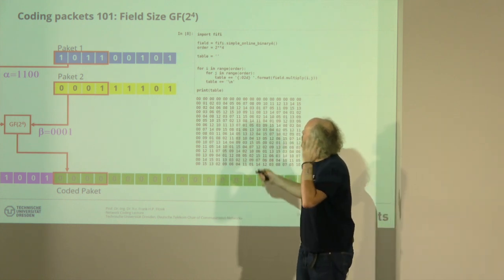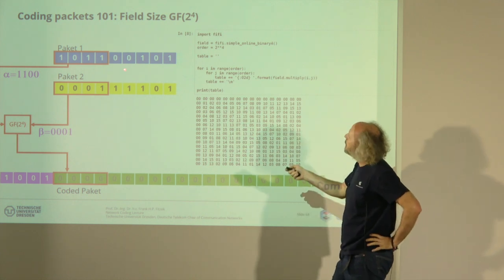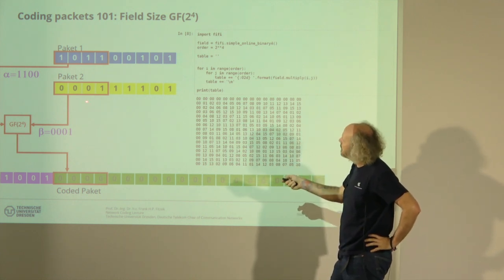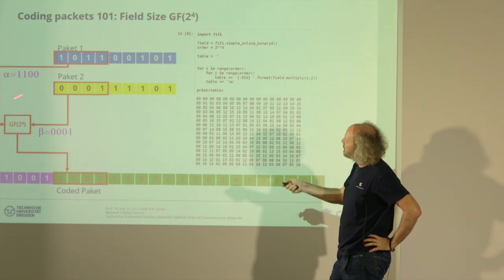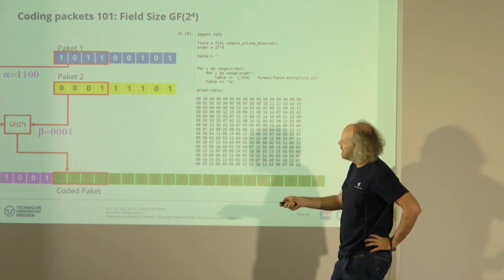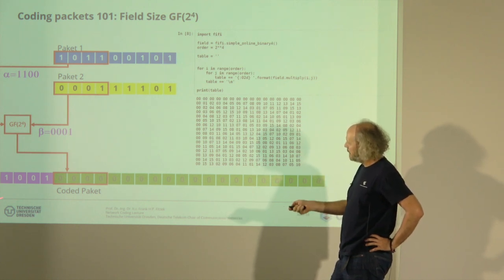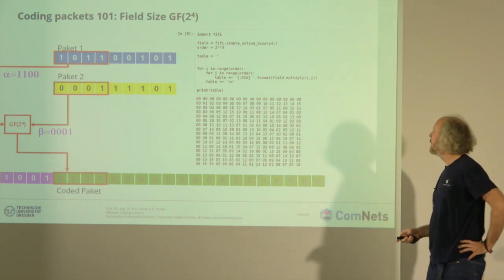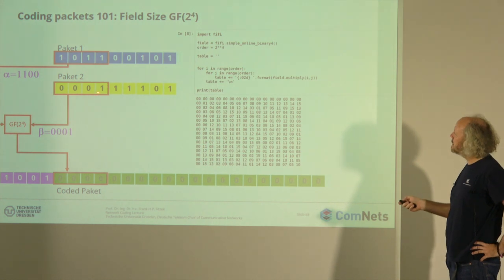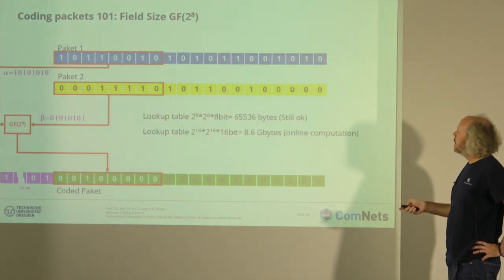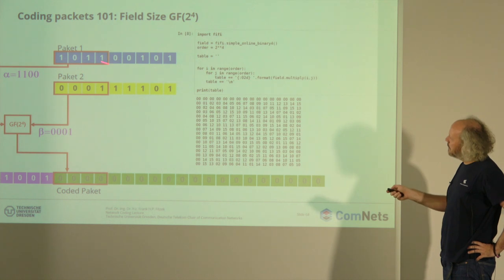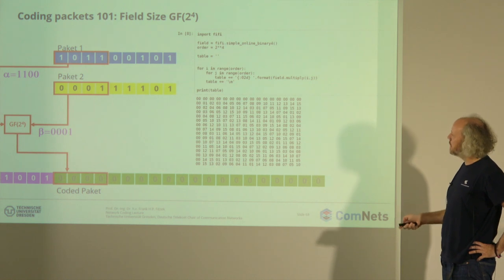So what we do now is 2 to the 4 means we are looking at 4 bits here, 4 bits here, and our encoding vector will have 4 bits here and 4 bits here. And this one gets longer, right? This is 8 bits long. There must be a sign. We will add this later. So how can we calculate this? Same way. We take this in the lookup table, we take this in the lookup table and then XOR it, and this will be the result.